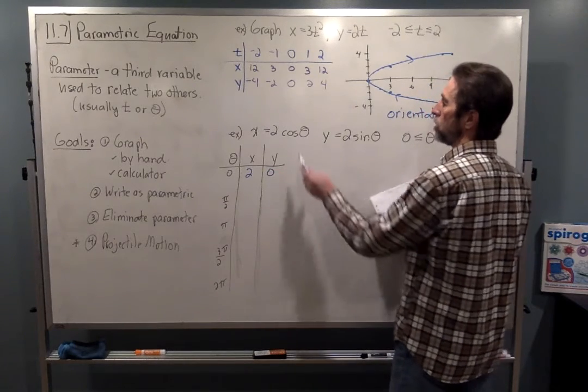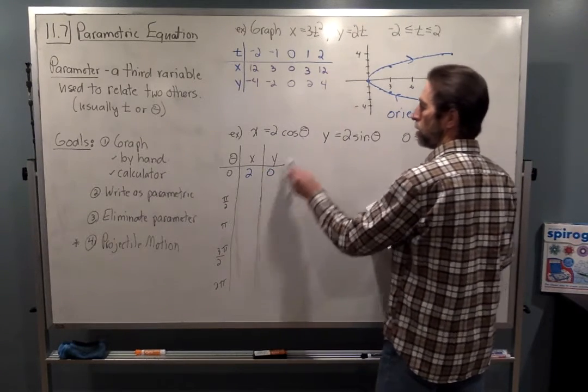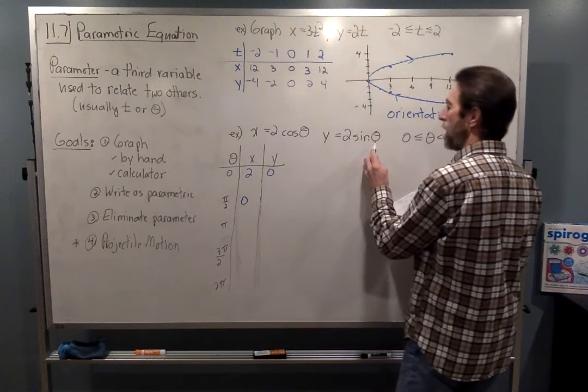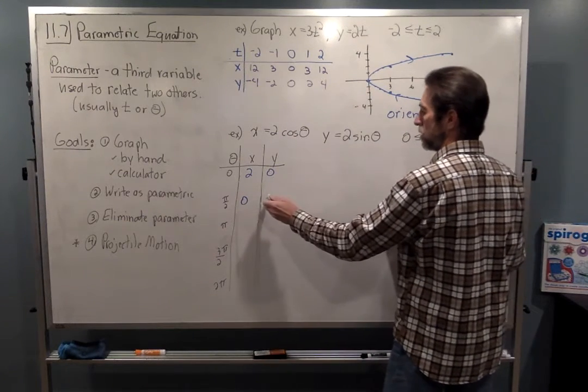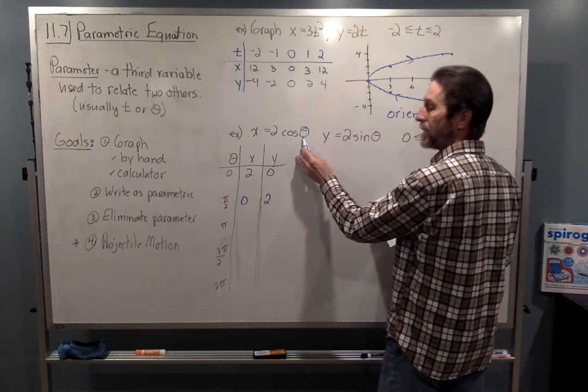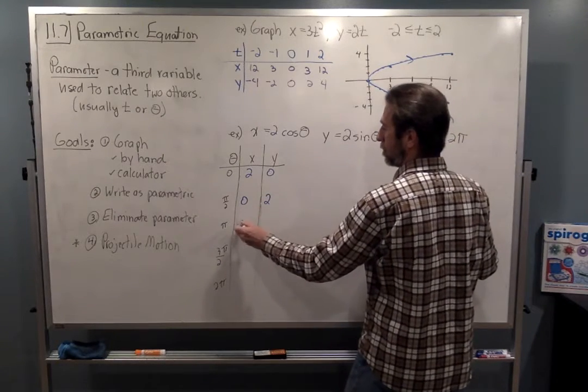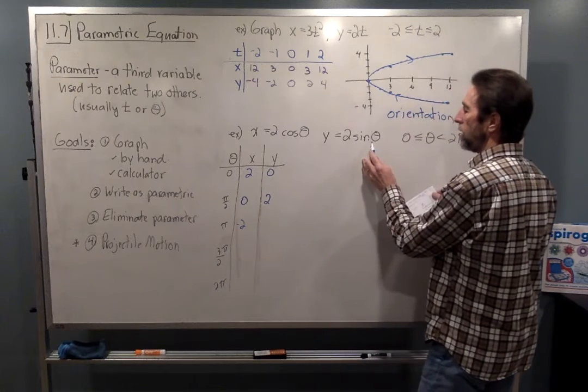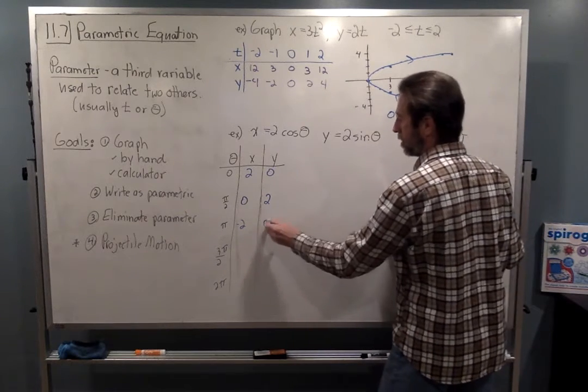Let's go to pi over 2. Cosine of pi over 2 is 0. Sine of pi over 2 is 1. Let's go to pi. Cosine of pi is negative 1, so this becomes negative 2. And here it's going to be 0 again.